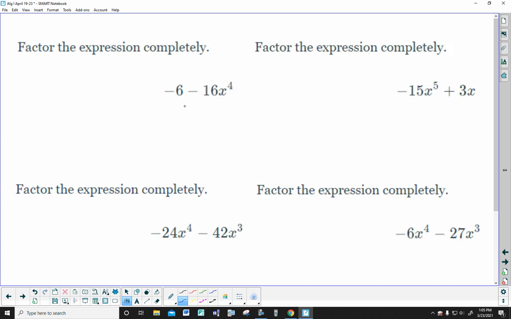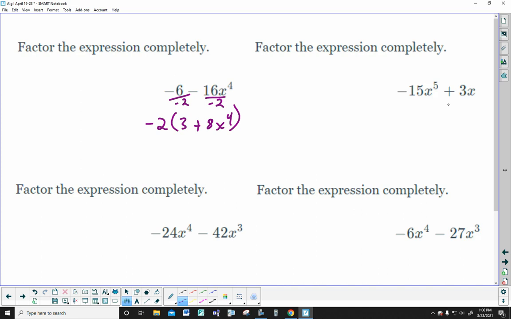Bringing both ideas together, in some of these other ones there'll be numbers and letters in common. In this one, it looks like a -2 would be in common. If you pretended to divide by -2, you'd get 3 plus 8x to the 4th. So you could pull the negative out, and both of them change sign.